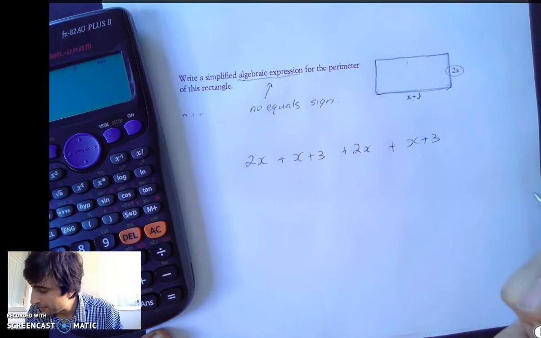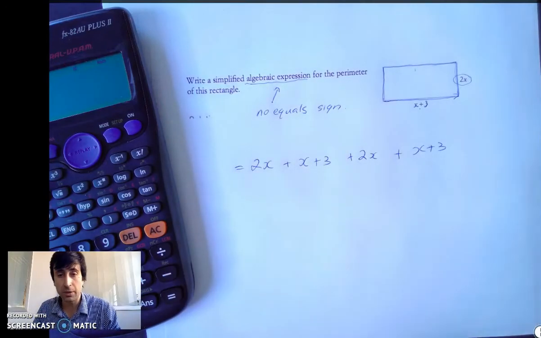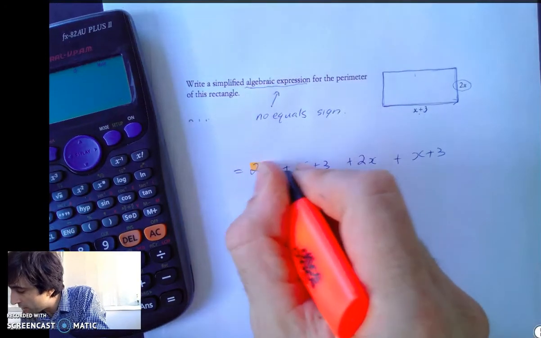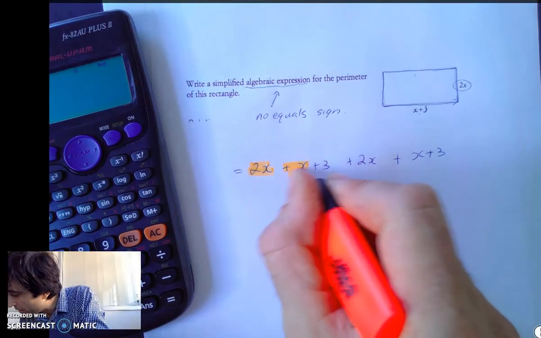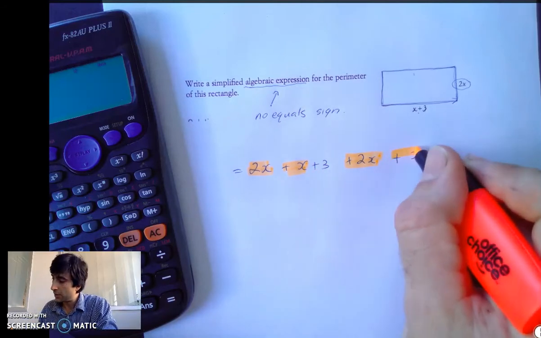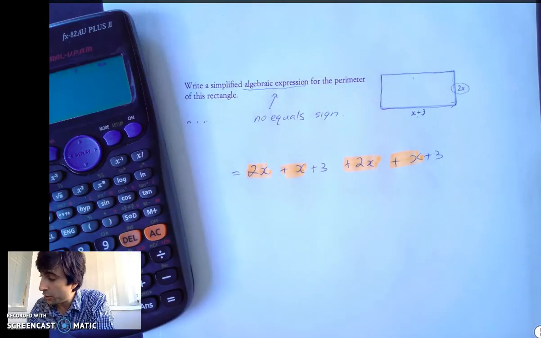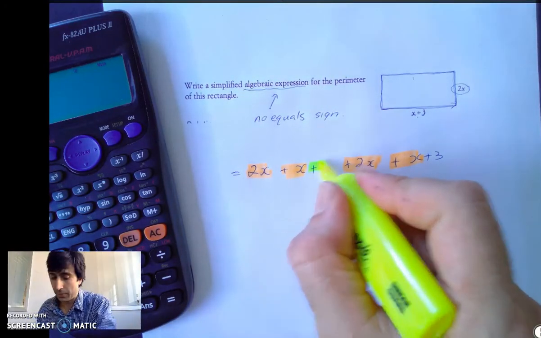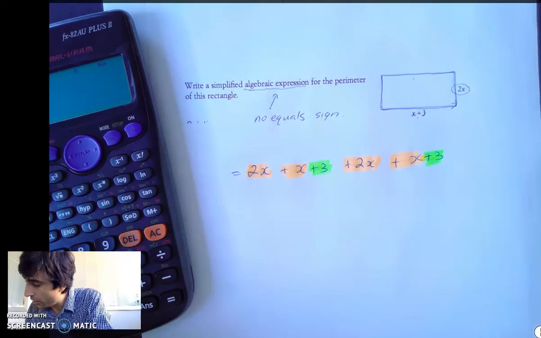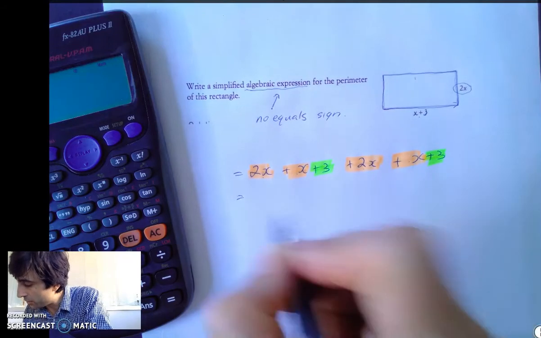Now let's simplify this. We've got 2x's. I'll just highlight the like terms. 2x's, a positive x. There's a number, another 2x's, and another positive x. And then I've got 2 just numbers by themselves, 3, and then there's another 3. So, how would we write that? Well, 2x plus x plus 2x plus x equals 6x. 3 plus 3 is 6.